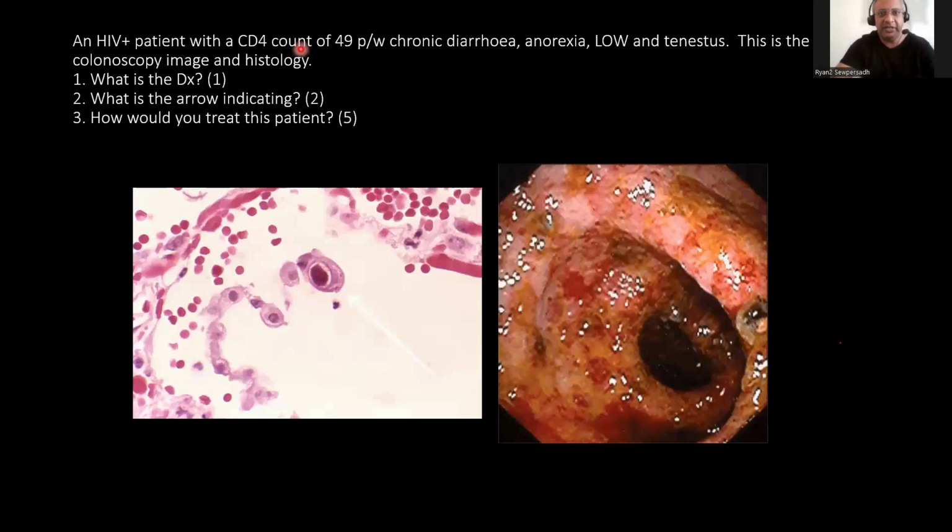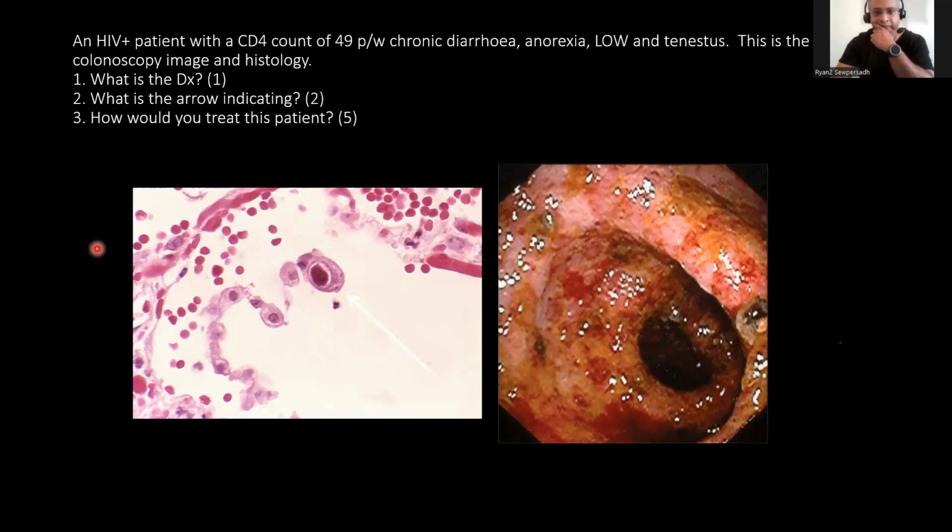Okay, HIV positive patient comes in with a CD4 count, let me just move this taskbar, of 49. Presents with diarrhea, anorexia, loss of weight, tenesmus. This is a colonoscopy, and this is the accompanying histology. Okay, so what's the diagnosis here? What is the arrow indicating, and how would you treat this patient, guys?